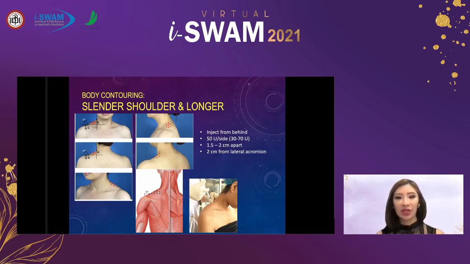And actually, this also helps people who have tense shoulders. It relieves their headaches and their shoulder tension.